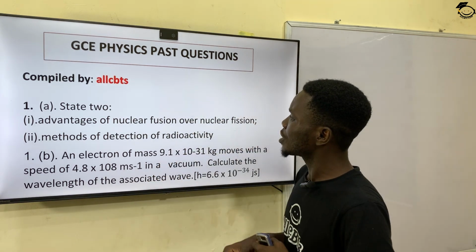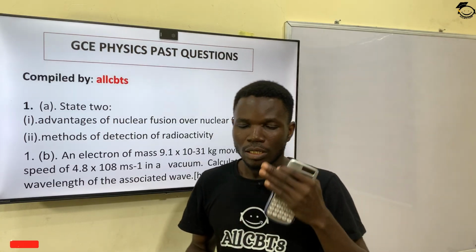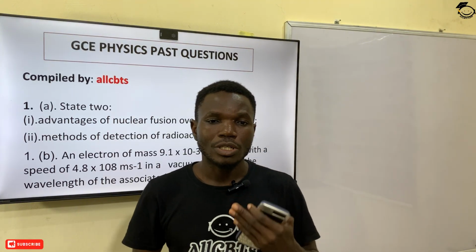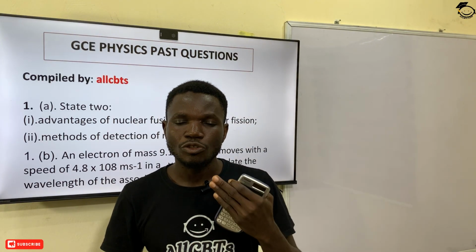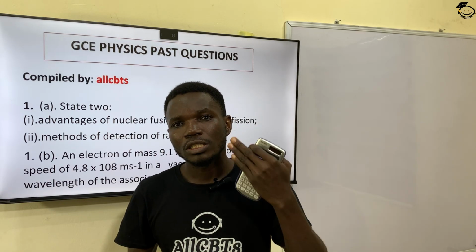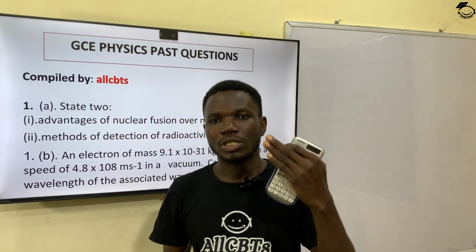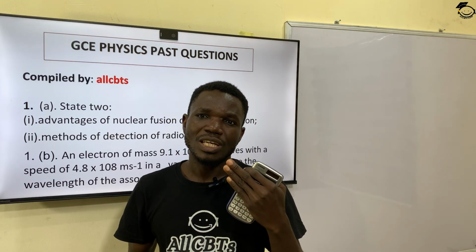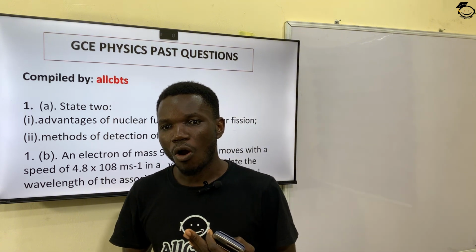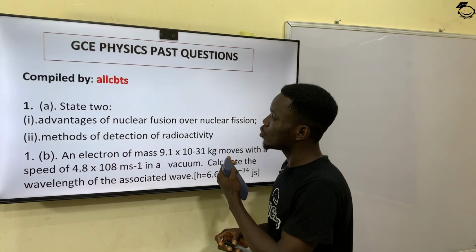Then Roman figure 2 says, what are the methods of detection of radioactivity? One of the methods that you can use to detect radioactivity is the Geiger-Muller counter. You can also use the scintillation counter. You can also use the ionization counter. So all of these are machines or apparatus that we use for detecting radioactivity.